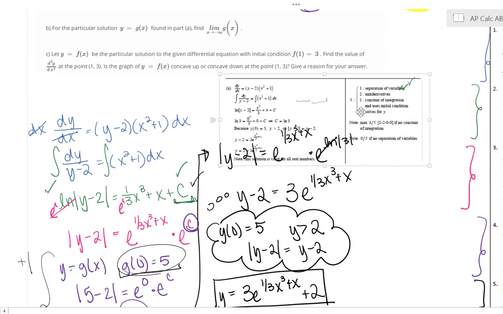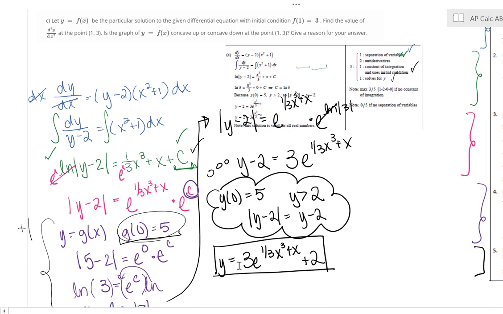And let's see where those last few came from. So we're looking pretty good so far. Our last point came from solving for y, which we did. We isolated y. And let's see some notes that they made here. Max of 3 out of the 5 points if no constant of integration. So that means we did not put that plus c and we did not solve for it.